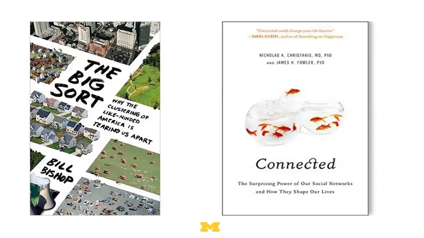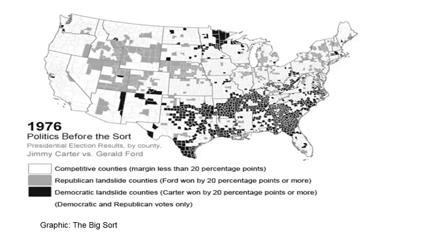Now there's 2 books that recently came out. One is called The Big Sort by Bill Bishop. The other is called Connected by Nick Christakis and James Fowler. And both of these books make the case for one of these effects. So The Big Sort talks about sorting, obviously, and Connected talks about peer effects. And in those 2 books, you see pictures of things where they argue that sorting is the cause and peer effects are the cause. Now, what's an example from The Big Sort?